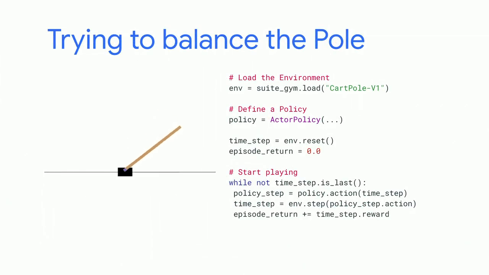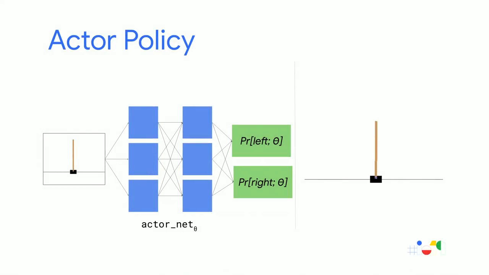So if you had your own policy that you had built, maybe a scripted policy, you would be able to interact with the environment by loading it, building your policy object, resetting the environment to get an initial state, and then iterating over and over again, passing the observation or the state to the policy, getting an action from that, passing the action back to the environment, maybe calculating your return, which is the sum of the rewards over all steps. Now, the interesting part comes when you want to make a trainable policy, and you want it to learn from its successes in the environment.